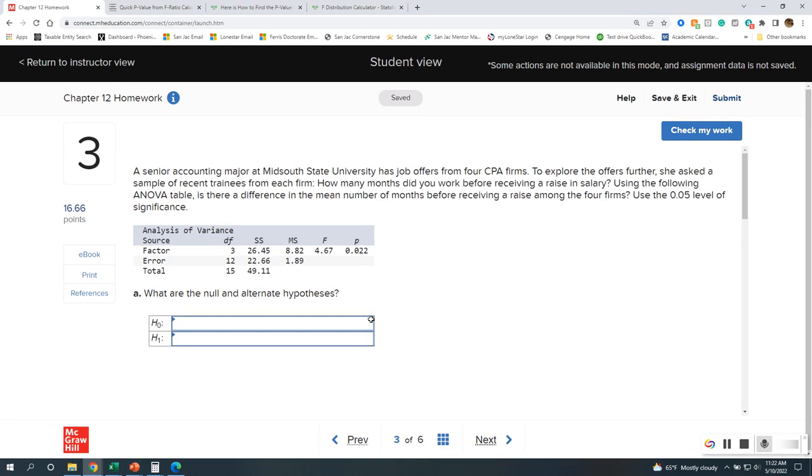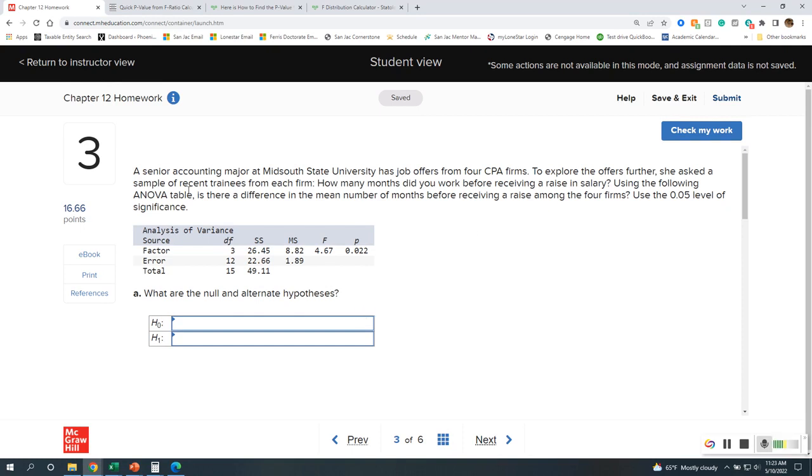Okay, so a senior accounting major at Mid-South State University has job offers from 4 CPA firms. To explore the offers further, she's asked a sample of recent trainees from each firm, how many months did you work before receiving a raise in salary? Using the following ANOVA table, is there a difference in the mean number of months before receiving a raise among the firms? Use the 0.05 level of significance.